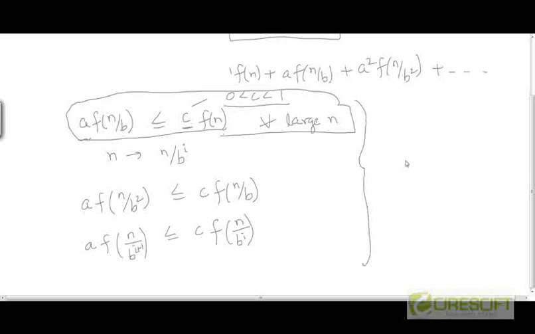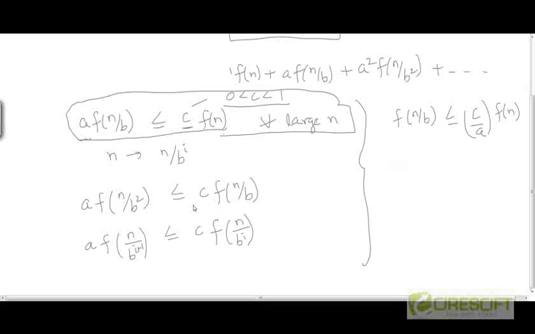So we can rewrite these inequalities as f of n by b is less than or equal to c by a times f of n. c is some number between 0 and 1, and we know that a is a number greater than or equal to 1, because a is the number of subproblems into which the original problem is divided, which must be greater than or equal to 1.